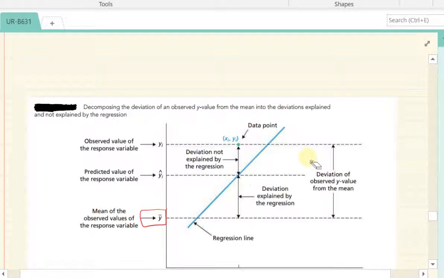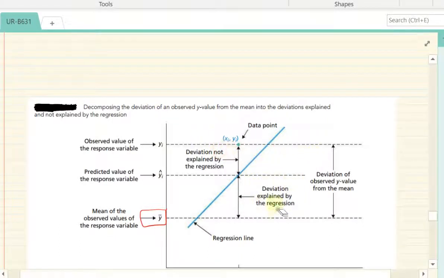And then this other part of it is going to be unexplained. This is the part that is not explained by the regression. Okay, and that is why in the Anova we had the regression and the error. Okay, so this is again the regression, and this part is what the error is in our Anova.